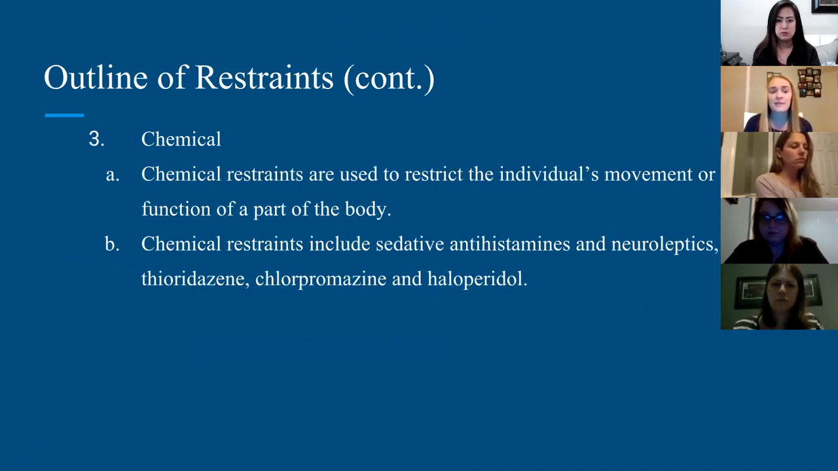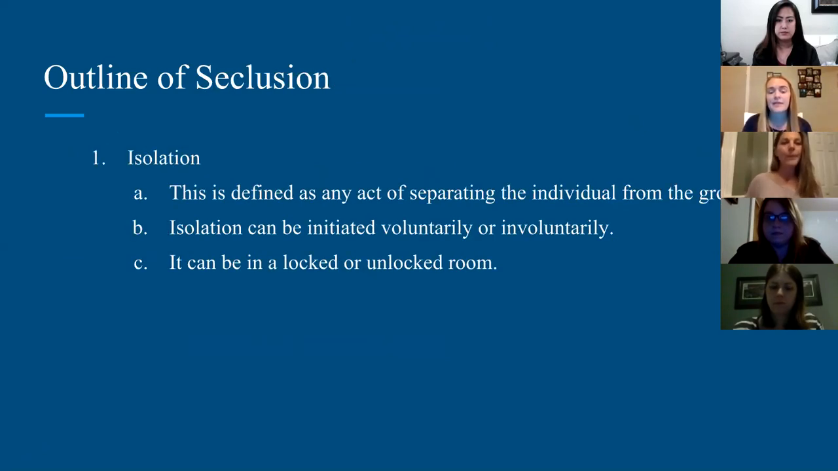The third type of restraint is a chemical restraint, which is used to restrict the individual's movement or normal function of a part of the body. These restraints include sedative antihistamines and neuroleptics such as thorazine, chlorpromazine, and haloperidol. And then seclusion is isolation, which is defined as any act of separating the individual from the group. It can be initiated voluntarily or involuntarily, and it can be in a locked or unlocked room.